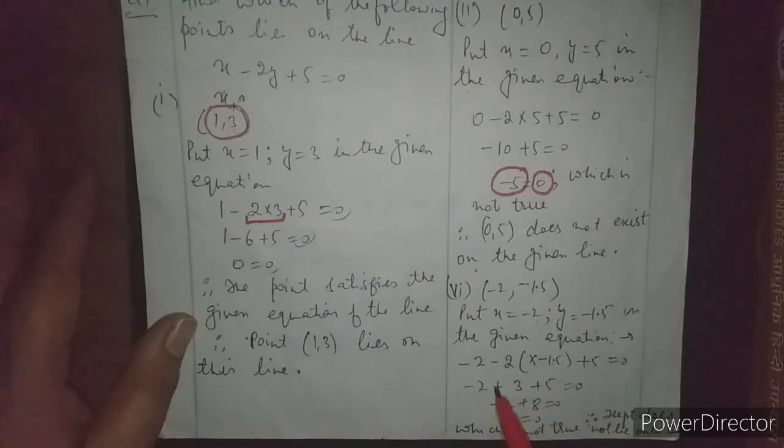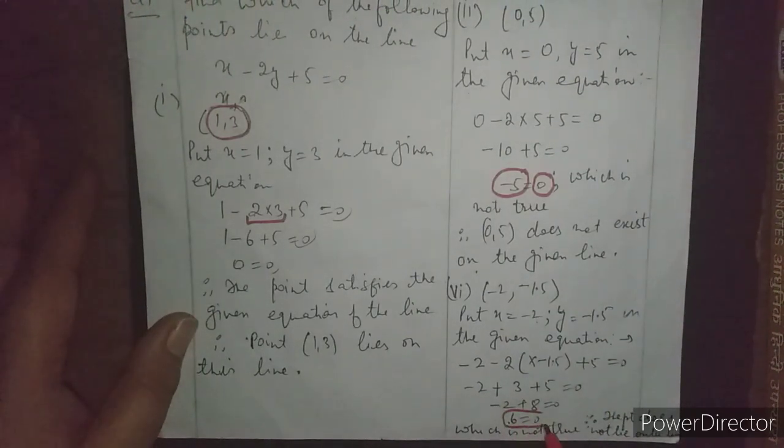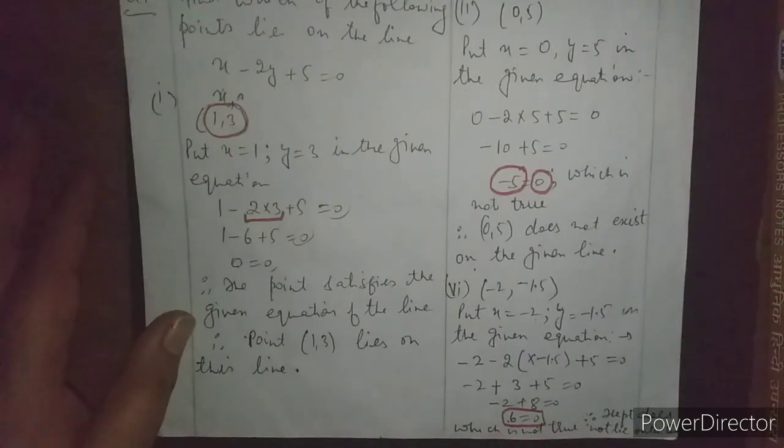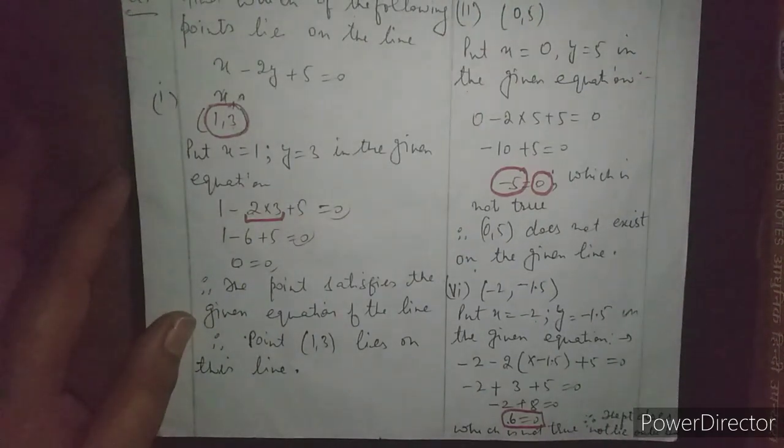Wherever we have got two signs, we have to put a bracket also, then do the addition and subtraction properly. We get 6 is equal to 0, which is again not true. We cannot say 6 is equal to 0. It means that the point does not lie on the line. Okay, so out of these three parts which I have solved, the first part lies on the line, but the second and sixth parts do not lie on the line. So that is all about question number 1. 3 parts I have solved for you. Exactly the same way the remaining 2 or 3 parts can be solved.